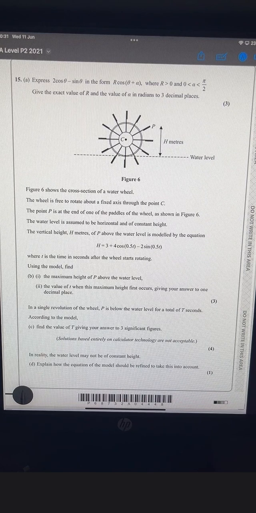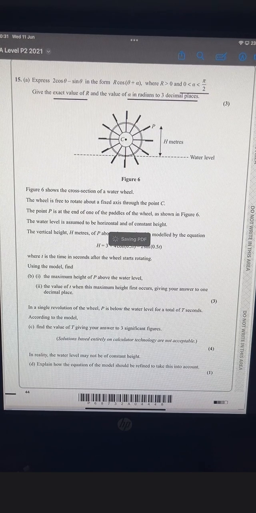So part A is nice and simple because there's no modeling in that, right? Express 2 cos theta minus sine theta in the form r cos(theta plus alpha), where r is greater than 0 and alpha, those are the limits. So just remember the limits. Find the exact value of r and the value of alpha in radians to 3dp. So make sure your calculator is in radians and you need to round. This is just asking me to put it into harmonic form. So the way you do this is you use your addition rules.